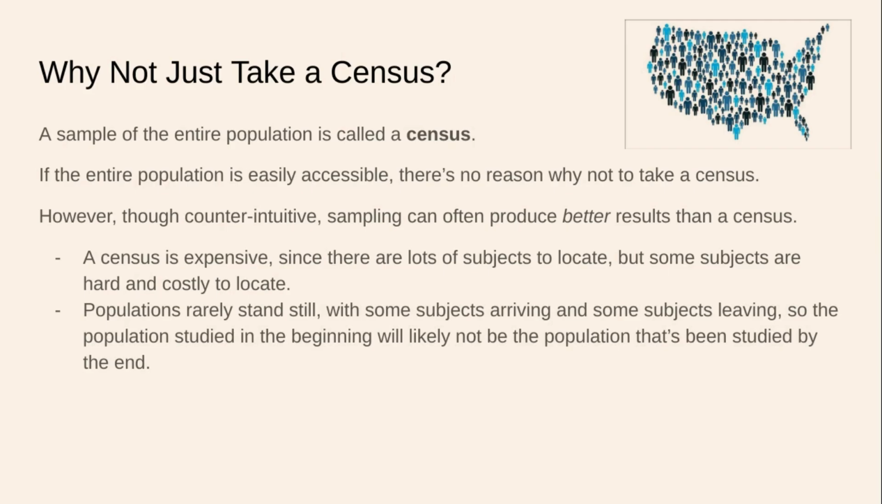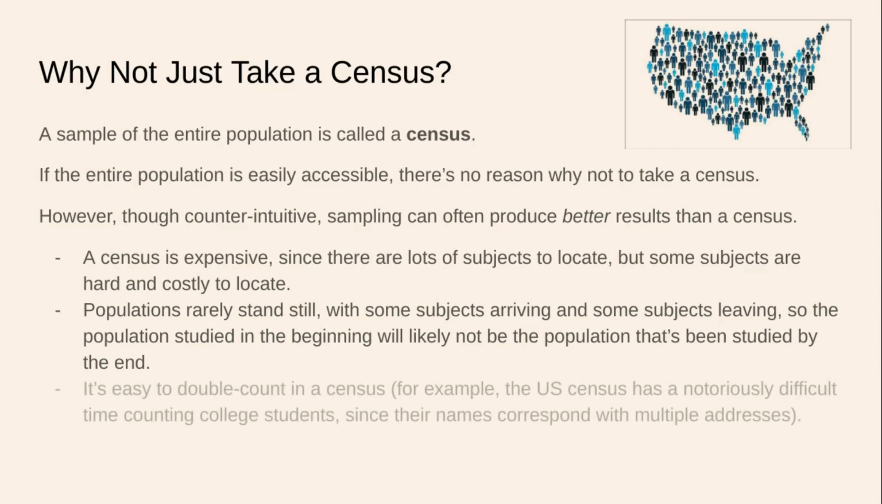So populations rarely stand still, all right, especially in the U.S. If you're studying folks in the U.S., people move a lot, if you haven't noticed. Some subjects arrive, some subjects leave, and unfortunately, if you're studying the entire population of a country, some subjects pass away, and also some subjects are born, all right? So the population studied in the beginning will likely not be the population that's being studied by the end. It's easy also to double count in a census.